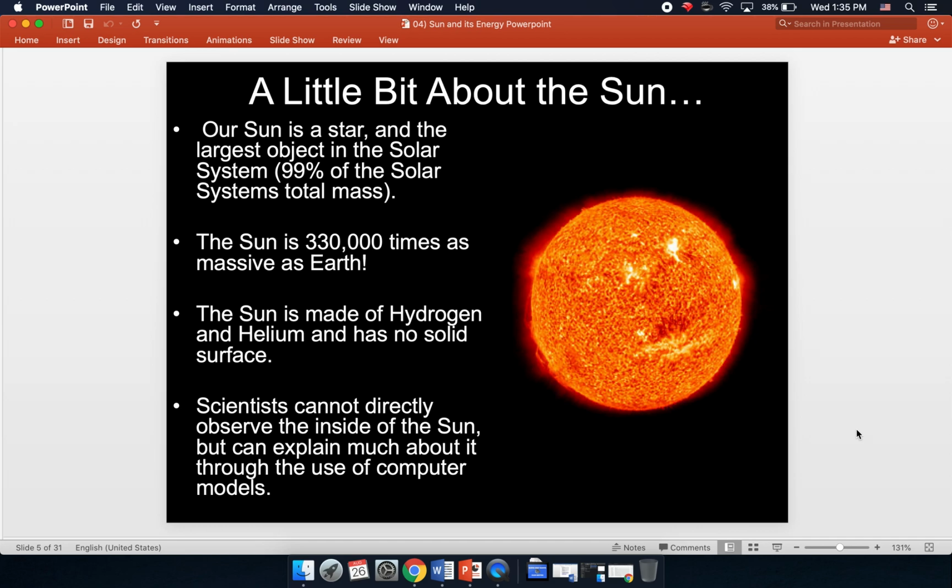Scientists cannot directly observe the inside of the sun, but can explain much about it through the use of computer models, also analyzing the electromagnetic energy that comes from it, and looking at the sun with special filters that allow you to look at the sun through telescopes without damaging your eyes. So we do have ways to study the sun, even though we'll never be able to go there because we would get melted or burn up before getting close enough, right?